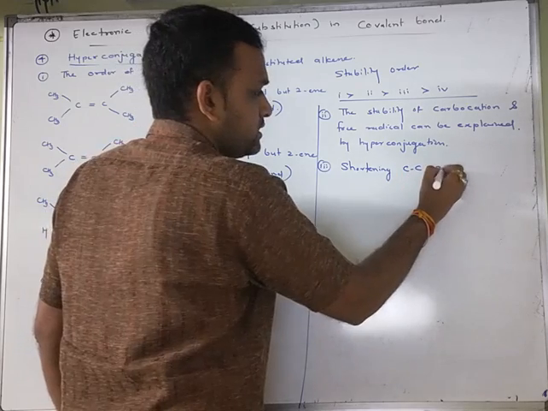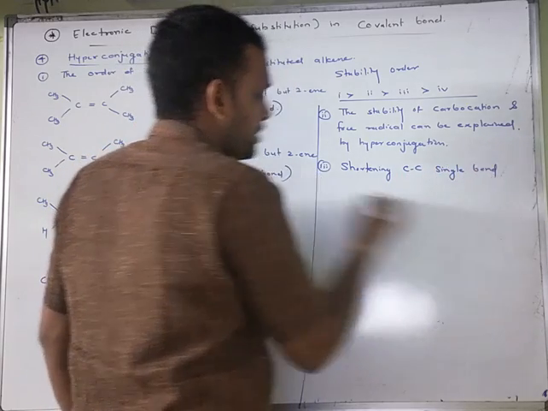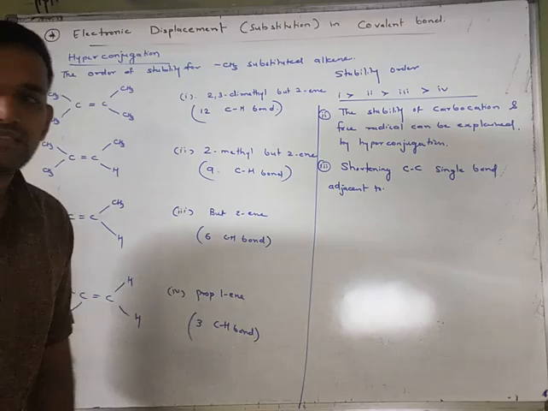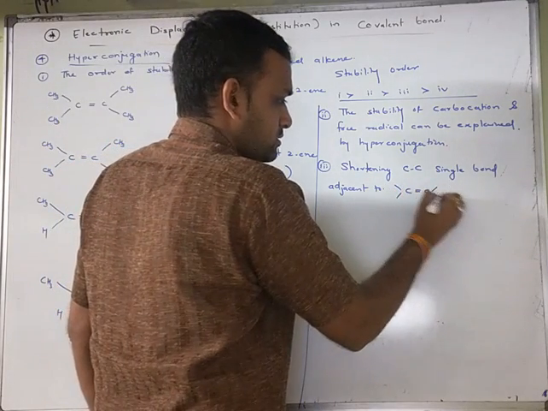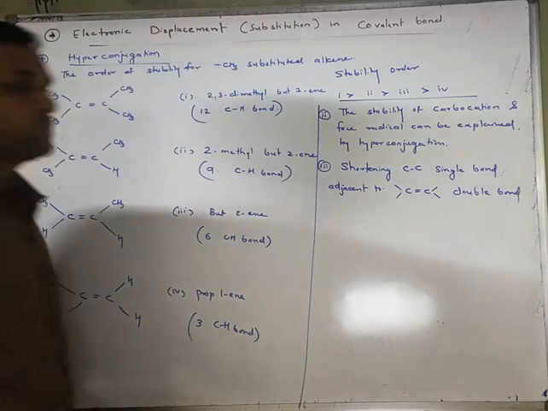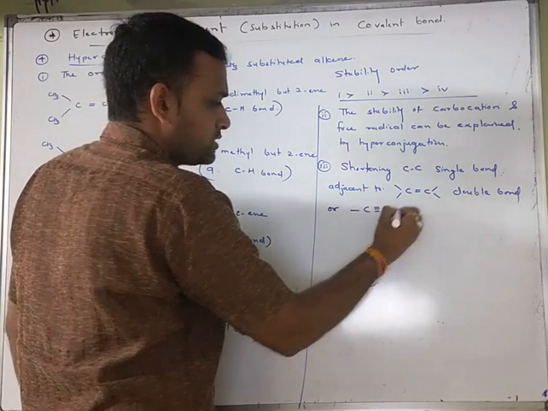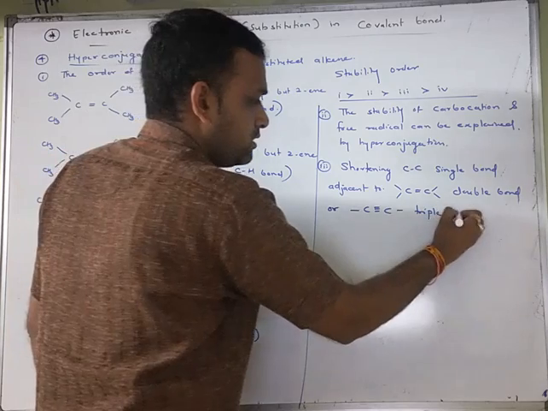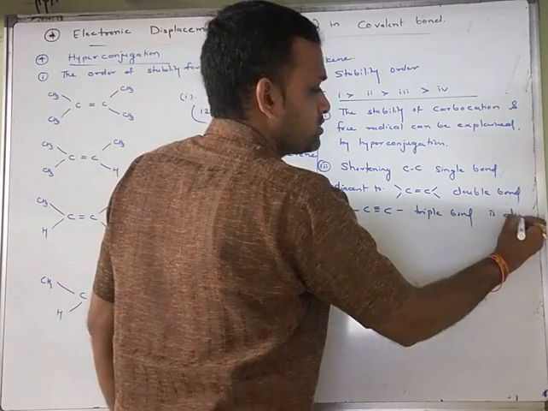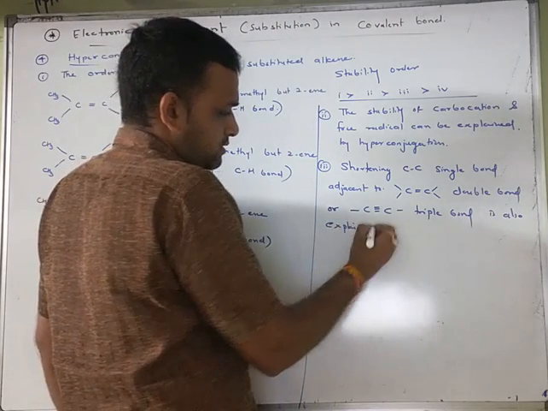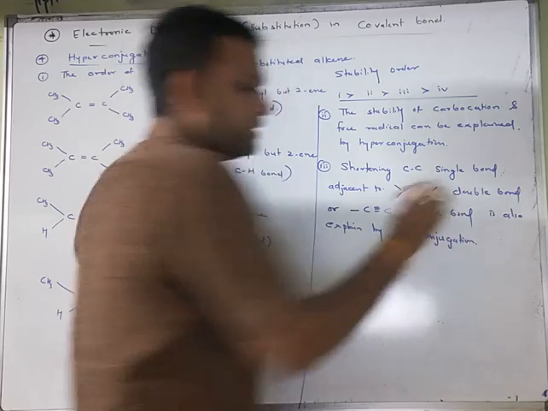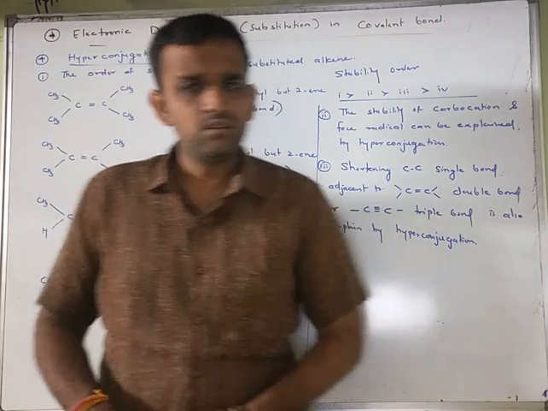Shortening of the C-C single bond adjacent to a C double bond C, or C triple bond C, is also explained by hyperconjugation. Right? So all these things will be explained by hyperconjugation.